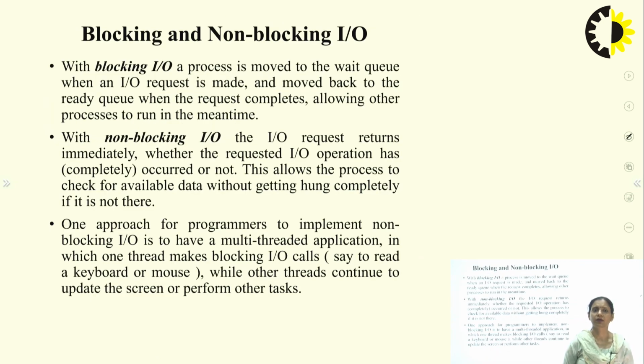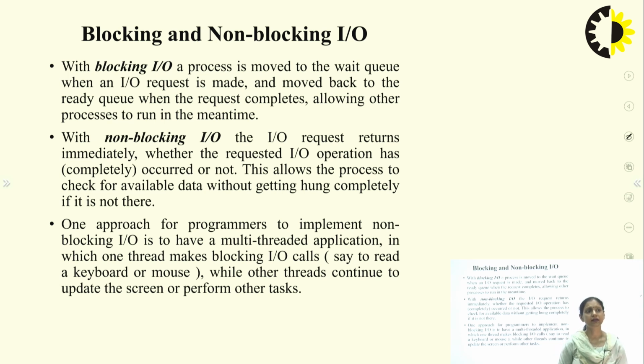Now, blocking and non-blocking IO. When we are talking about blocking IO, a process is moved to the wait queue when the IO request is made. That means whenever any process enters the system and requires the usage of any IO device, an interrupt is generated and the process is moved to the wait queue until that IO device is accessed, and then it comes to the ready queue.